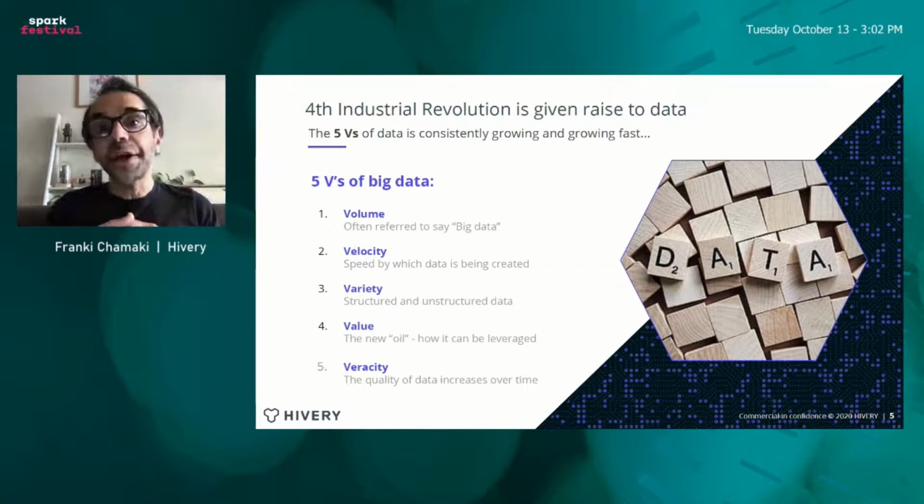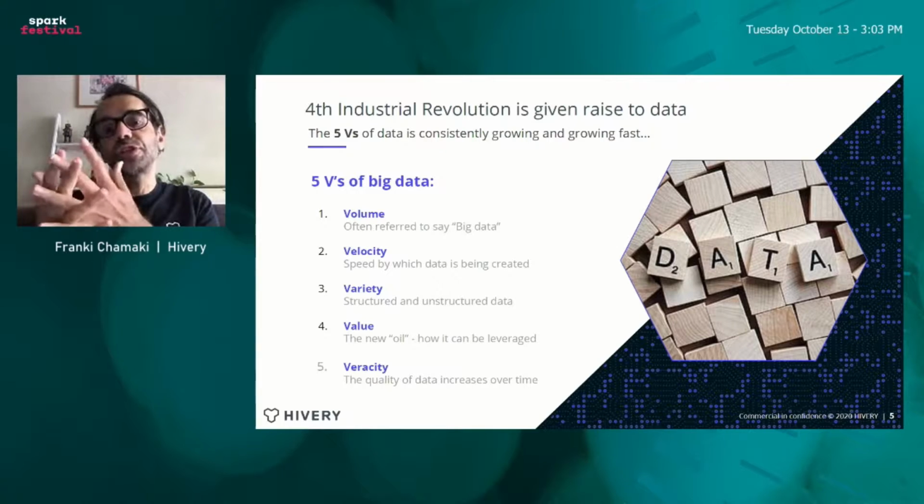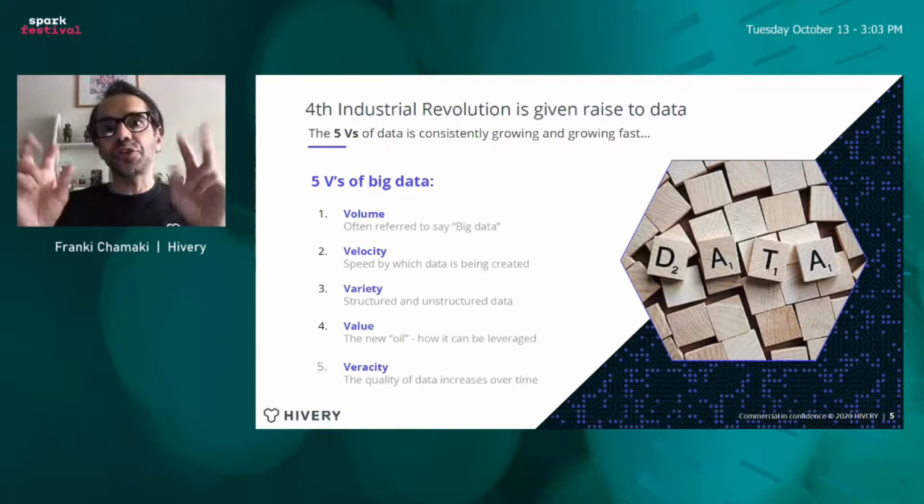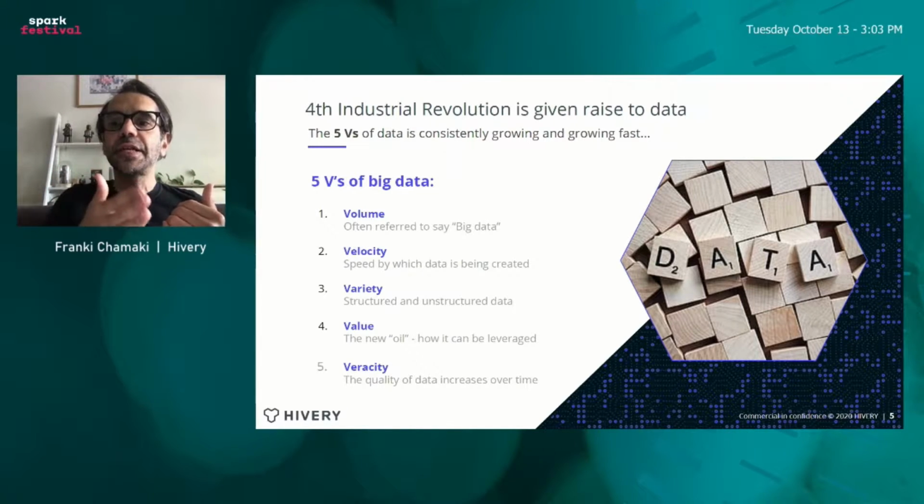The third thing is variety. You've got structured and unstructured data. Structured is basically Excel and CSV files and so forth. But you also have unstructured, which is mostly driven by this revolution. Think about unstructured like your video files, photos or image files, audio files and so forth. The next one is value. People are now starting to see data as the new oil, and how they can leverage it. The final one, the fifth, is veracity. Basically, it's the quality of data. As data has been built, it's getting better in terms of clarity, and the quality of the data being captured is getting higher and higher. This means machine learning engines don't need to clean the data as much as before.